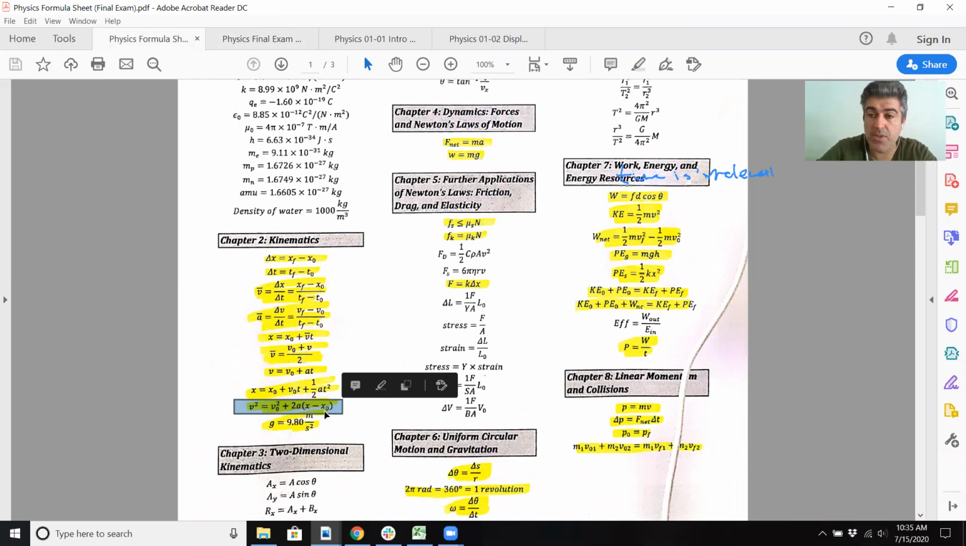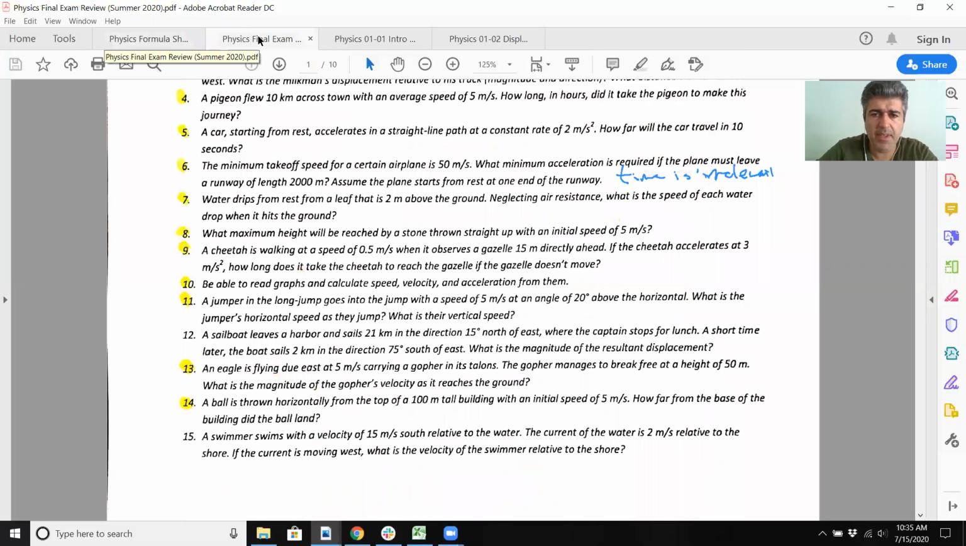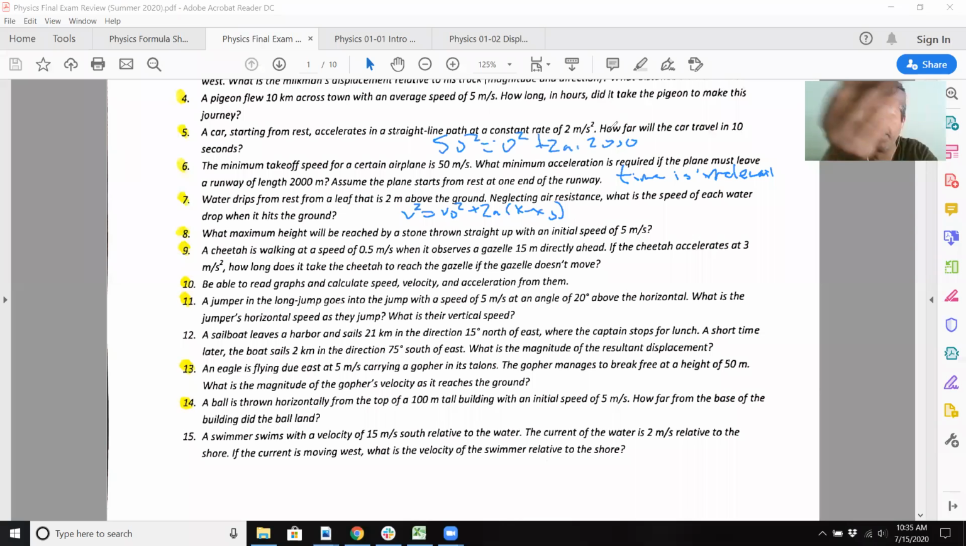I do have x minus x0 as displacement, a as acceleration, which I'm trying to find. Initial velocity, which I know is 0. Final velocity, trying to get to 50 so that we can take off. And time is irrelevant. So obviously we're using this formula, v squared equals v0 squared plus 2a times (x minus x0). So you're doing 50 squared equals 0 squared, which of course goes away, plus 2a times 2,000. And you just work out this bad boy.